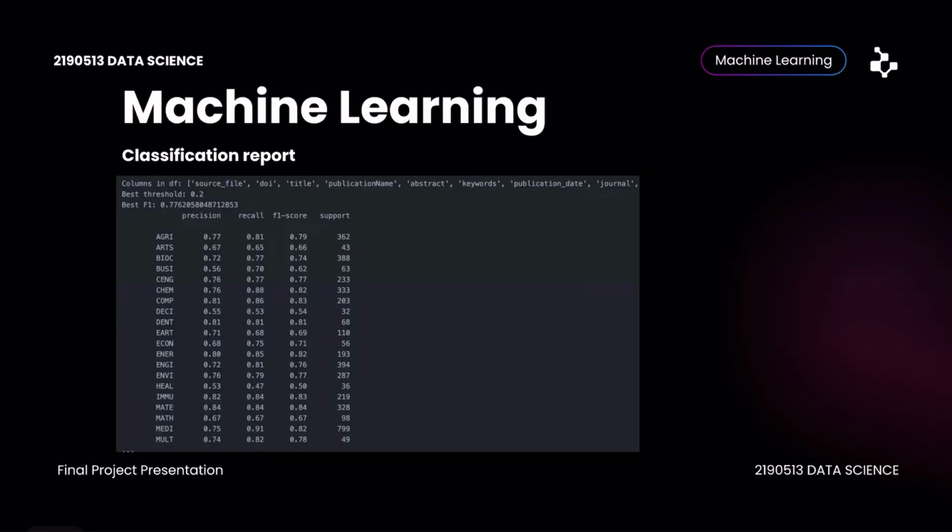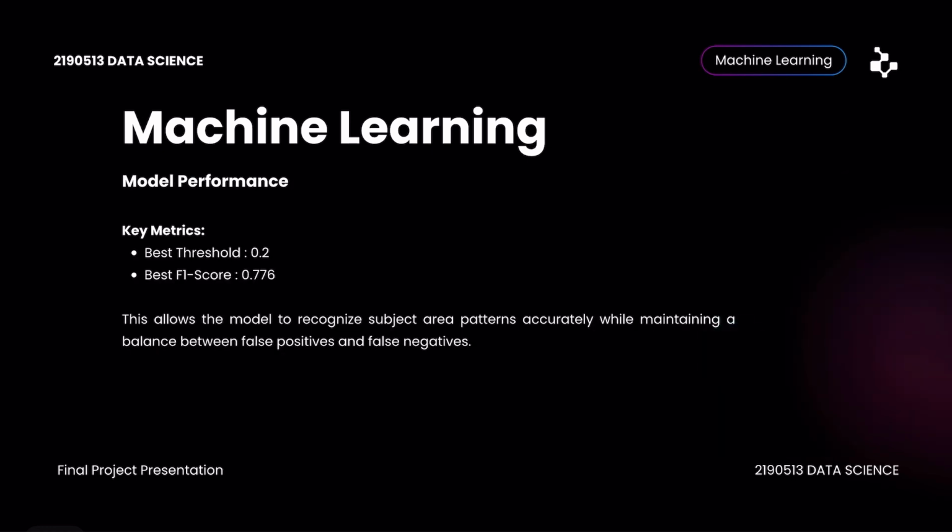This is a classification report that shows key metrics like precision, recall, and F1 score for each label. In terms of model performance, our best threshold was found to be 0.2, and at that point the model achieved a best F1 score of 0.776. This result shows that the model is able to capture subject area patterns effectively while maintaining a good balance between false positives and false negatives.